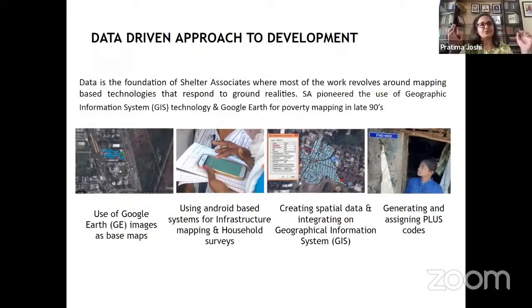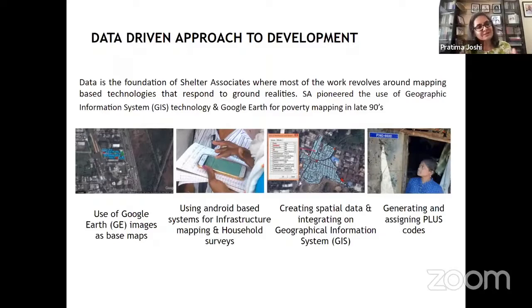Yeah. So what did we do? Right at the outset, we knew that we had to get really granular data on slums before we can even think of what the missing pieces are. So we have used Google Earth as the base map whenever it became available, and we've superimposed all our mapping information on that.